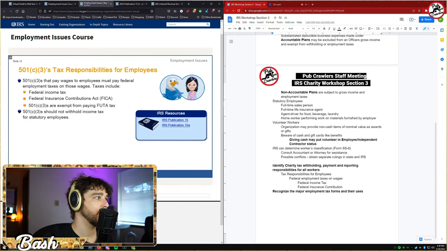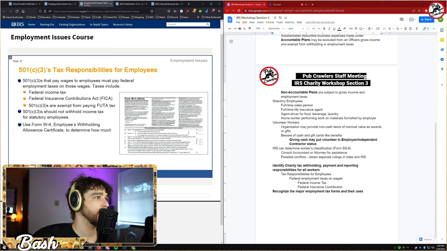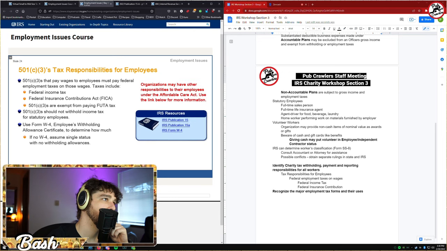To figure out how much federal income tax to withhold, employers should ask employees to complete Form W-4, Employee's Withholding Allowance Certificate. Ask each new employee to complete and sign a W-4 by his or her first day of work. Keep the copy on file and send a copy to the IRS if the IRS directs you to do so in a written notice. If a new employee fails to provide a completed Form W-4, your 501c3 should assume single status with no withholding allowances. Select the Continue button to move forward.